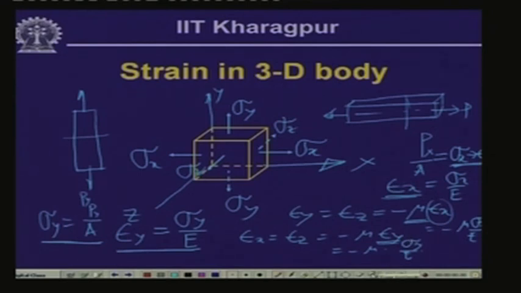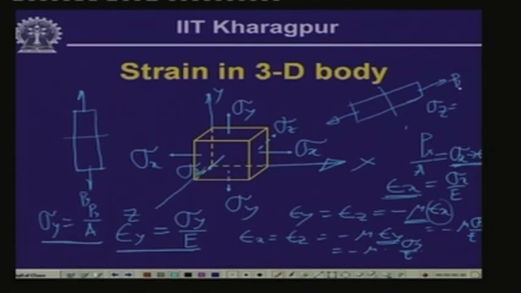Likewise, if we assume that the body is acted on by force P in the z direction, then the stress at any cross section, let us call that sigma z, is equal to again P suffix z by A. Also, the strain corresponding to that in the z direction is epsilon z, which is equal to sigma z by E. Epsilon z is going to be equal to sigma z by E.